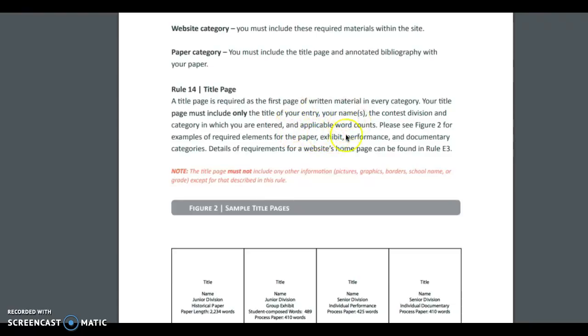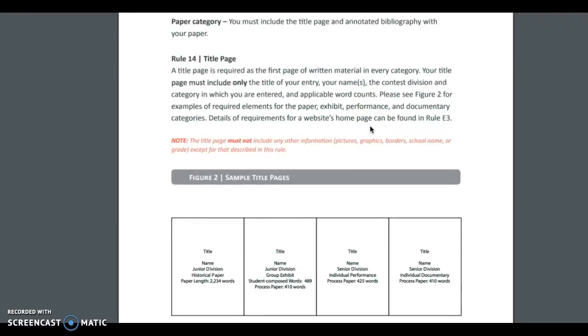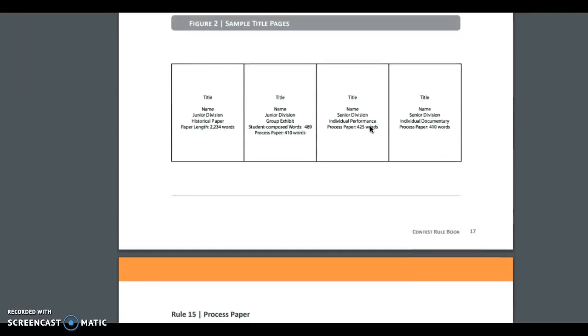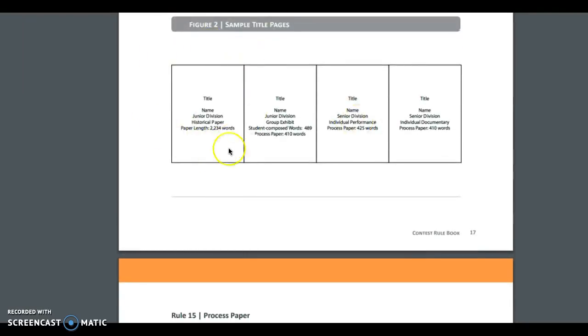The last thing that needs to happen on your title page is applicable word counts. So your process paper is something that you have to have the word count, and then if you are writing a paper, you must also have the word count. These sample title pages tell you exactly what to do. So for example, notice if you're writing a paper, you'll have the title, your name, your senior division, historical paper, paper length, and then your actual word count.